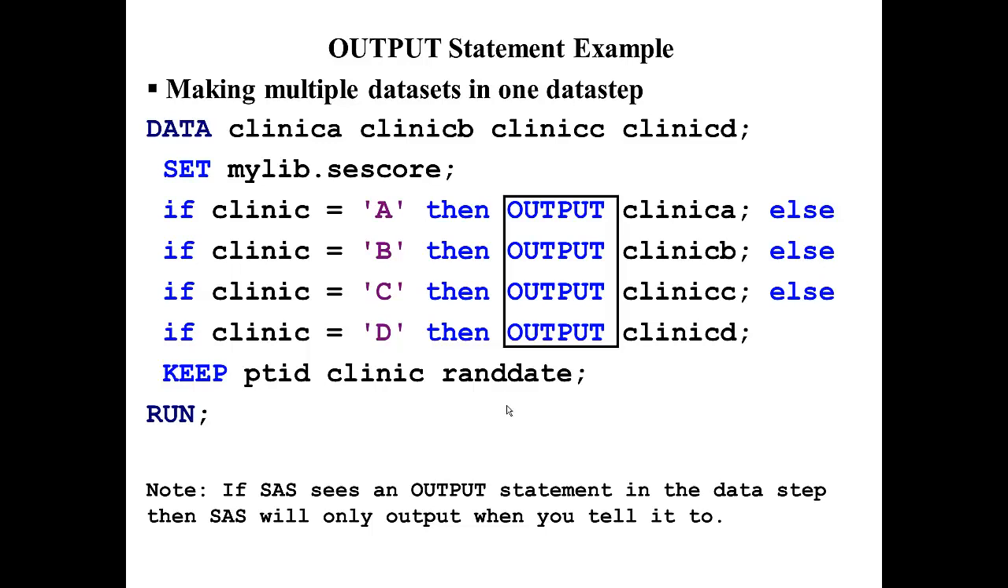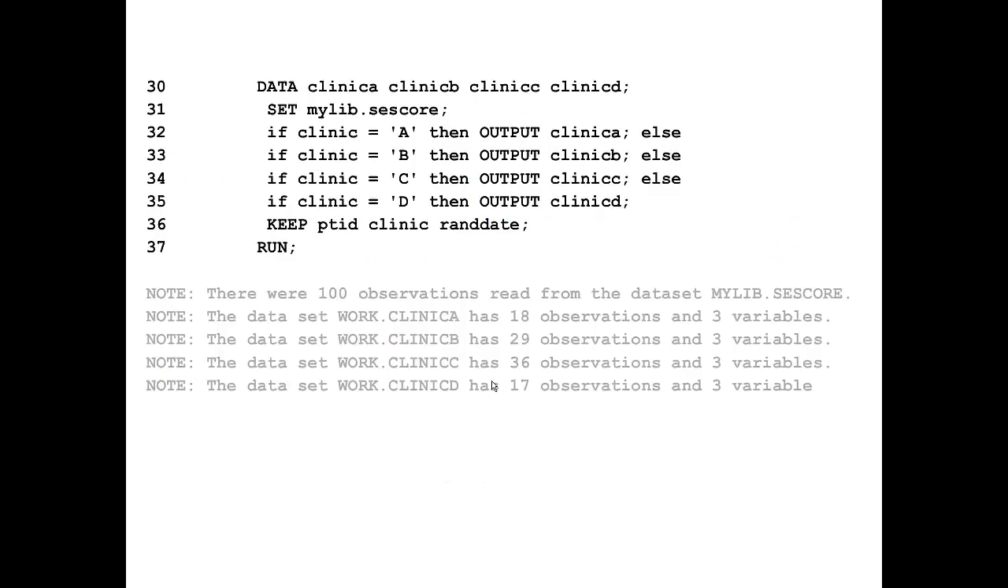So again, if SAS sees an output statement in the data step, then SAS will only output when you tell it to. And here is the log from this program. So we see here there were 100 observations read from the dataset mylib.ses score. So there were 100 observations read from this permanent SAS dataset.